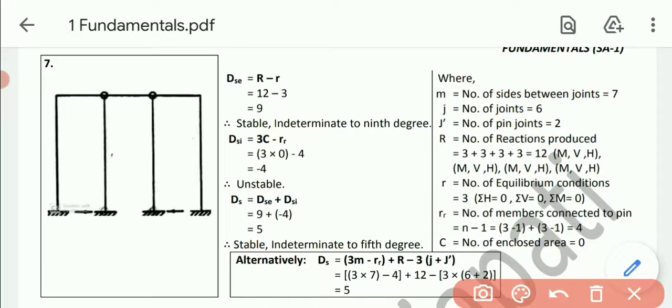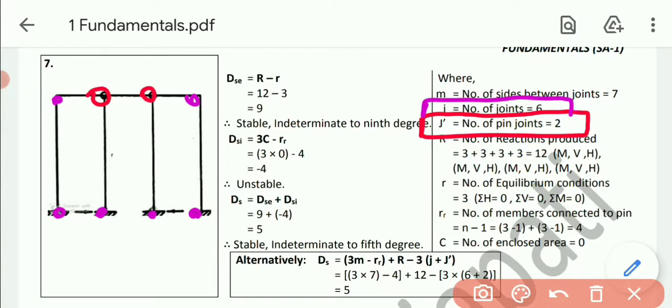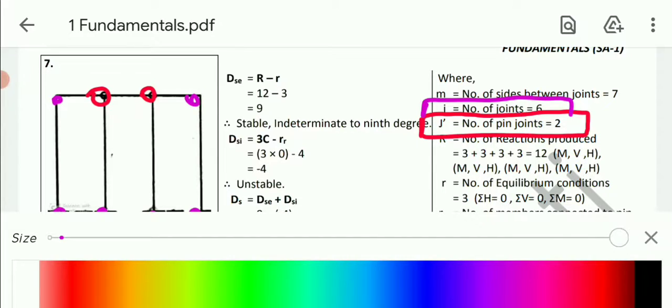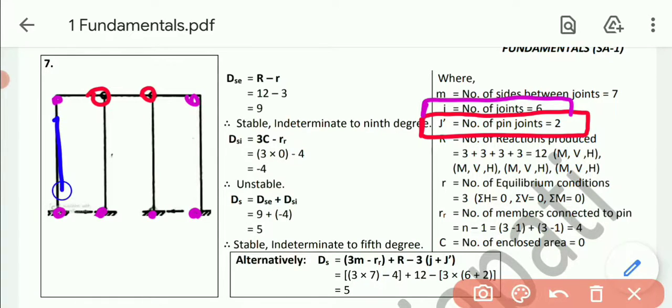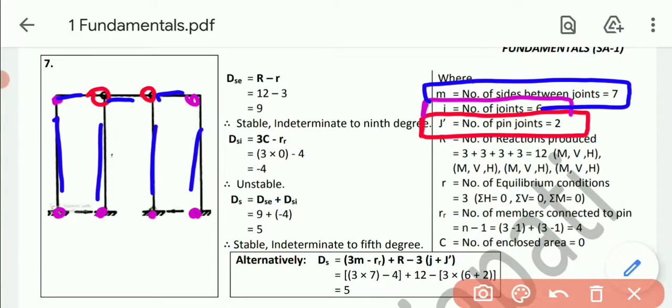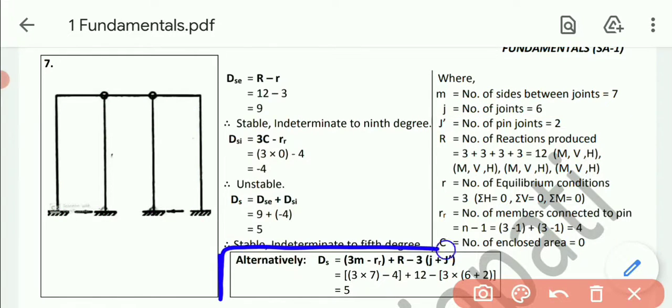Now for the alternate formula, we will need the values of J, J dash and M. J dash, the number of pin joints, that is 2. Then J, the number of joints: 1, 2, 3, 4, 5, 6. So J stands for the number of joints. And then the number of sides between the joints: 1, 2, 3, 4, 5, 6, 7. So M stands for the number of sides between the joints, that is 7. Clear? So you have got all the unknowns now. So let's solve the alternate solution.